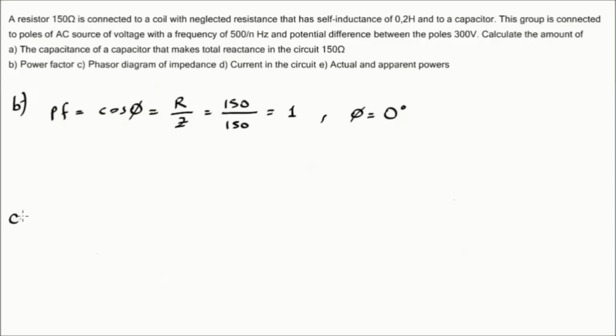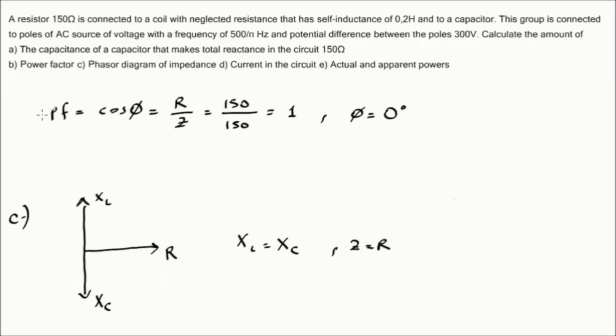Let's solve C. C says phasor diagram of impedance. Let's draw it. That is XL, that is XC, and that is R. And XL equals XC.